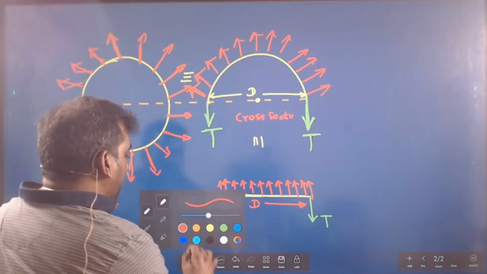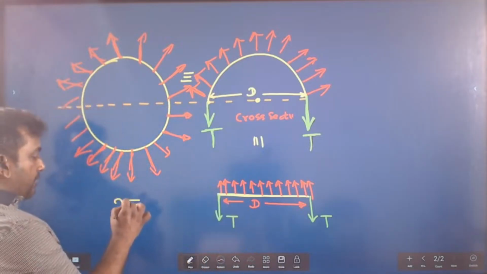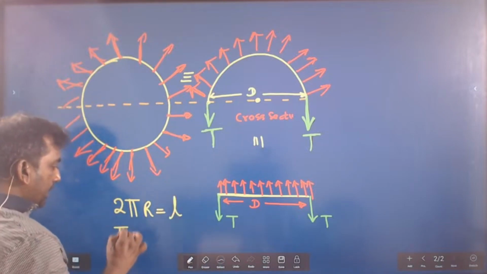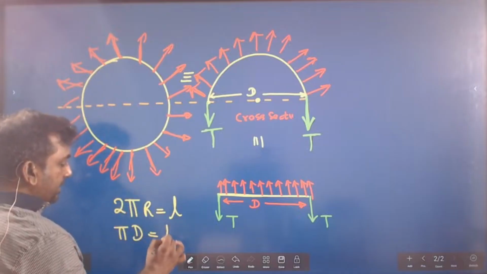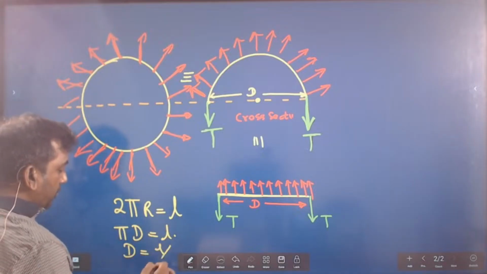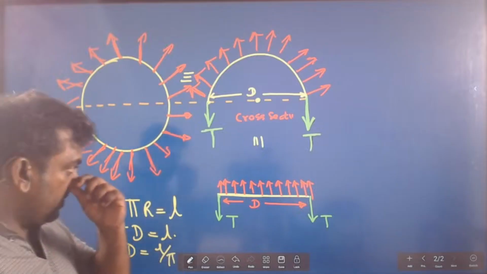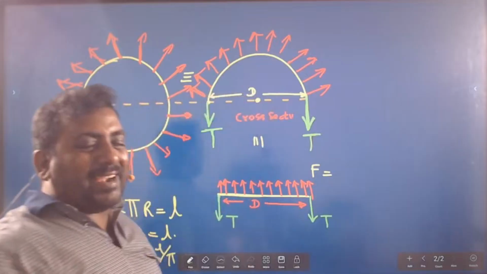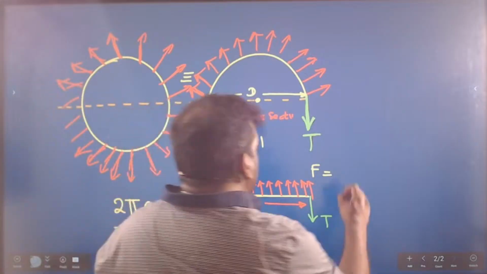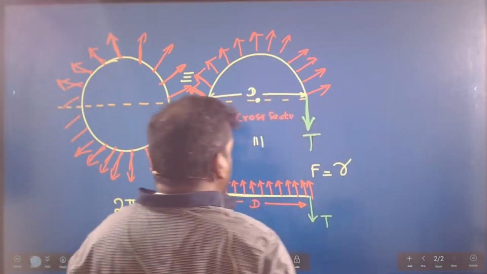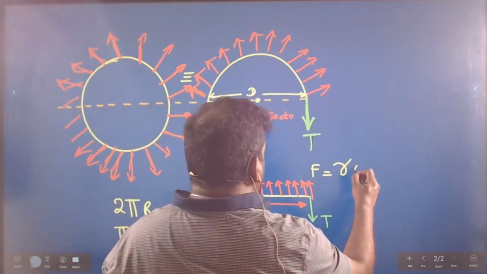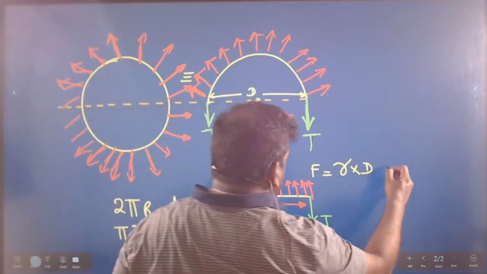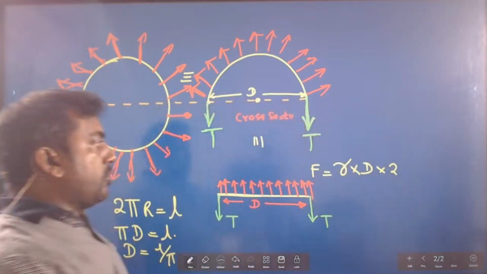Right, let's look at this carefully now. So circumference is 2 pi r, that is L. Pi times 2r is diameter, that's L. Diameter is equal to L over pi. Right. What is the surface tension force? Force divided by length is surface tension. Surface tension gamma multiplied by the length, which is the diameter. Soap will have how many surfaces? 2 surfaces.